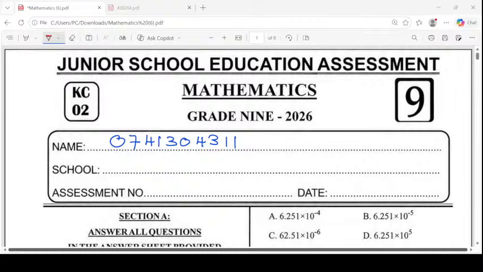We are going to discuss this grade 9 mathematics paper, end of term 2 exams 2026. It is a very detailed paper, which I hope at the end of it, my learners will be able to apply what they have learned here in the upcoming KC02 exams.